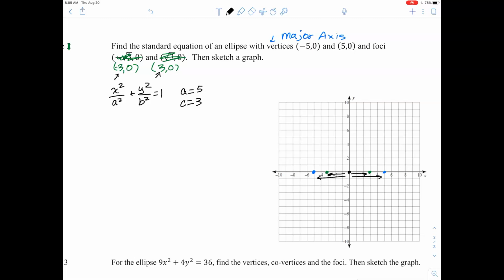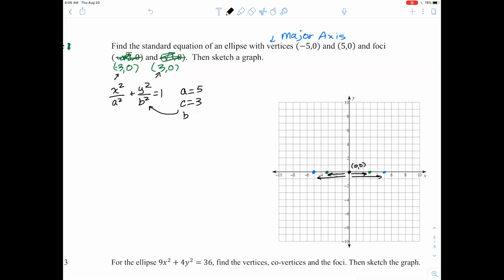Okay? We know our center. It's at 0, 0. We know that because it's right in the middle of our 2 vertices. It's in the center, midpoint. Okay? So we know we have the right equation. We have A. We have C. What we need is B.